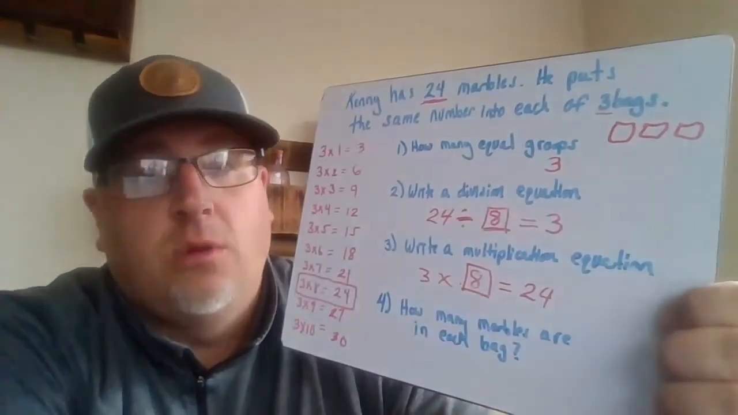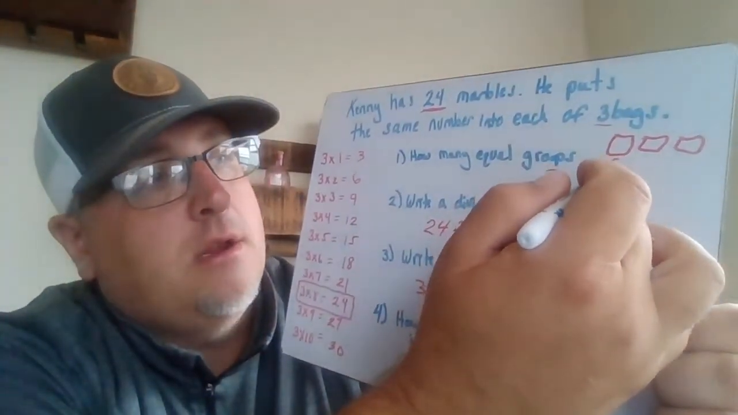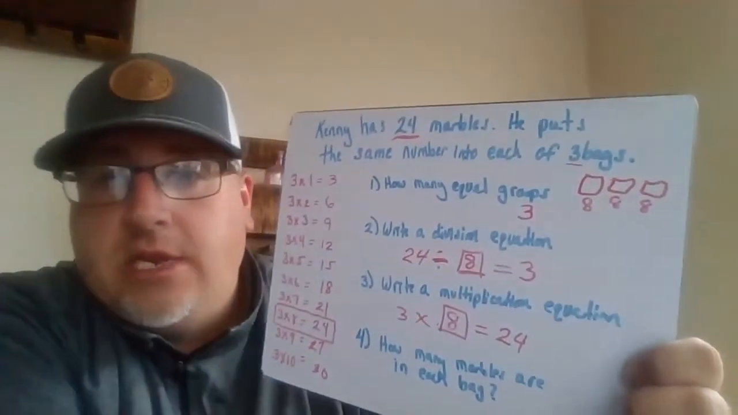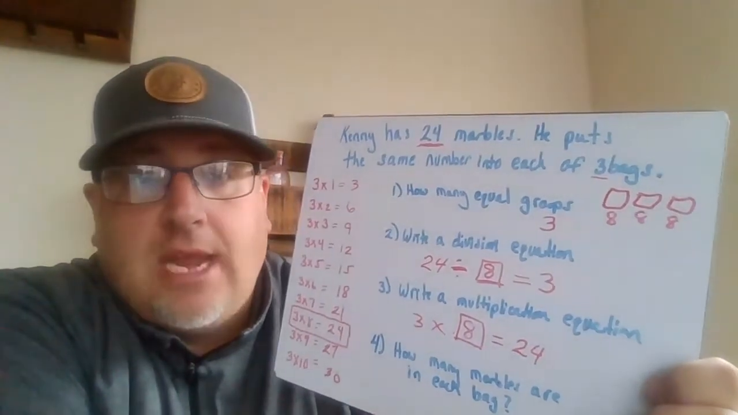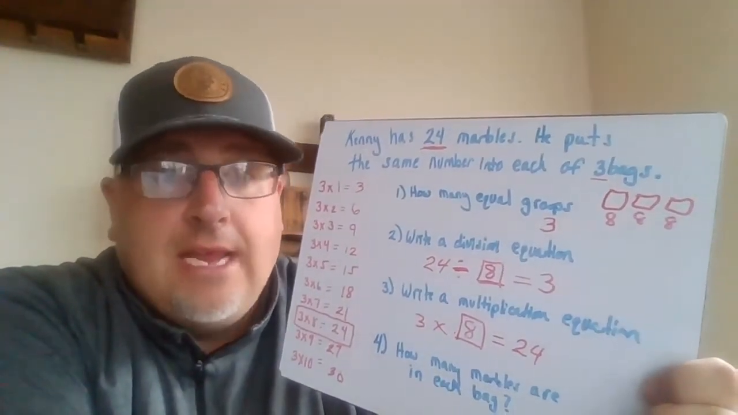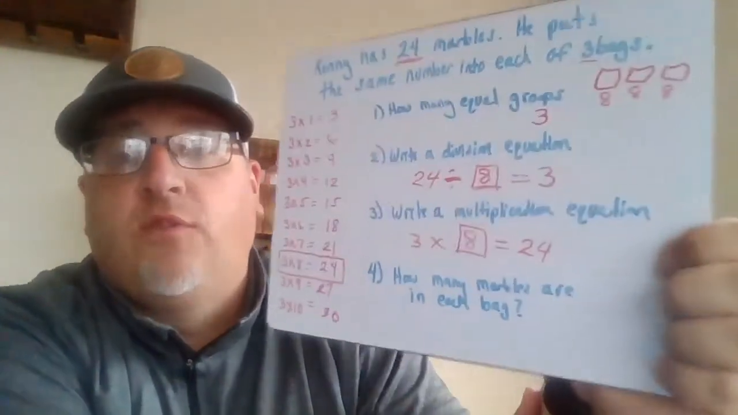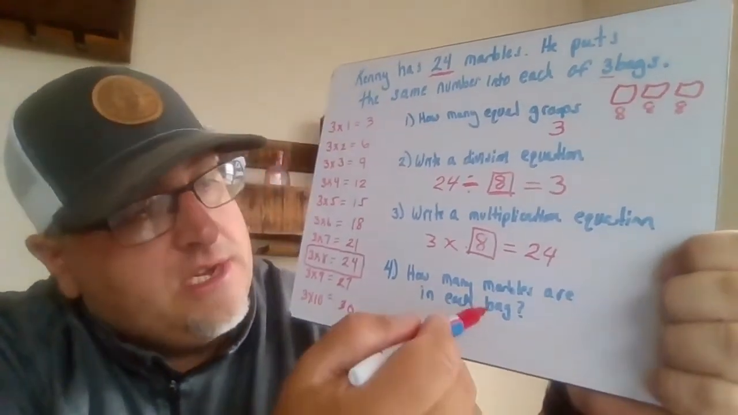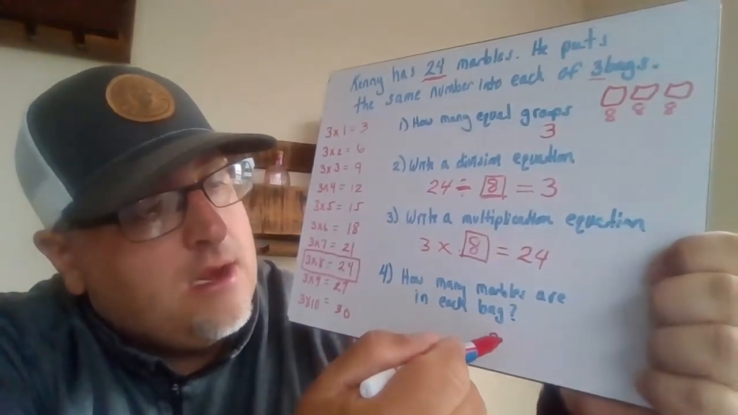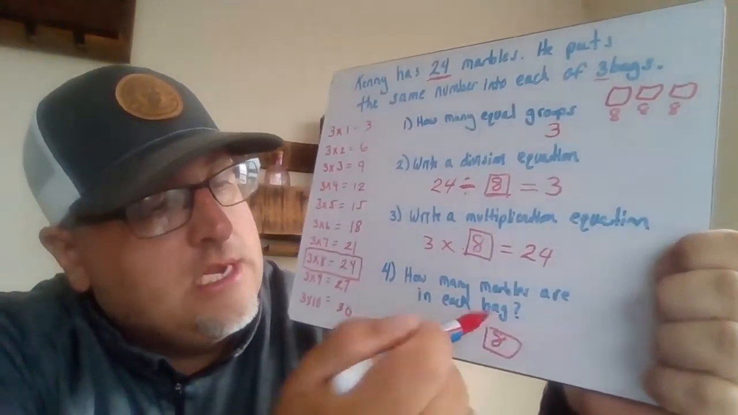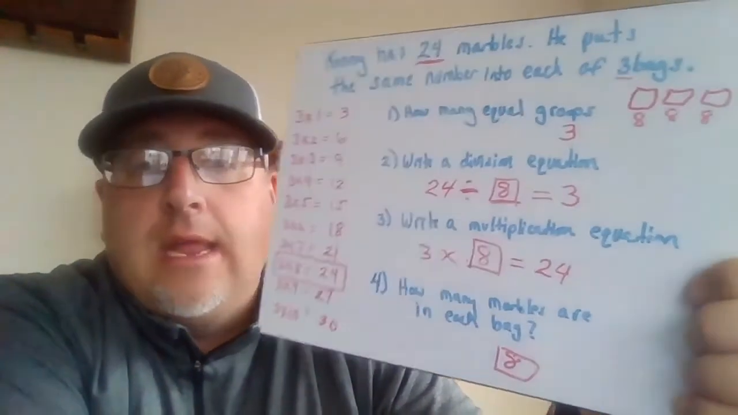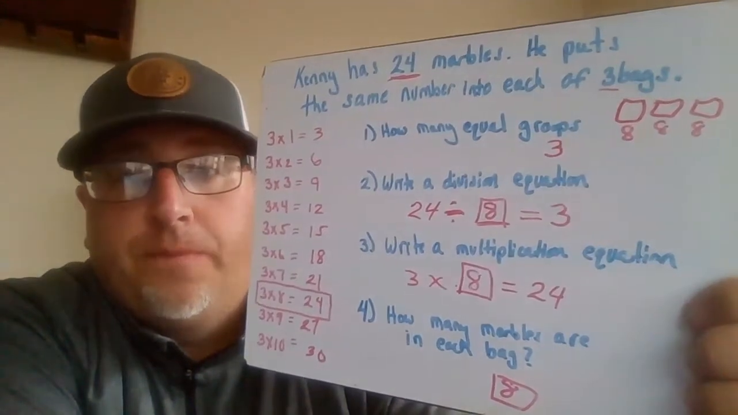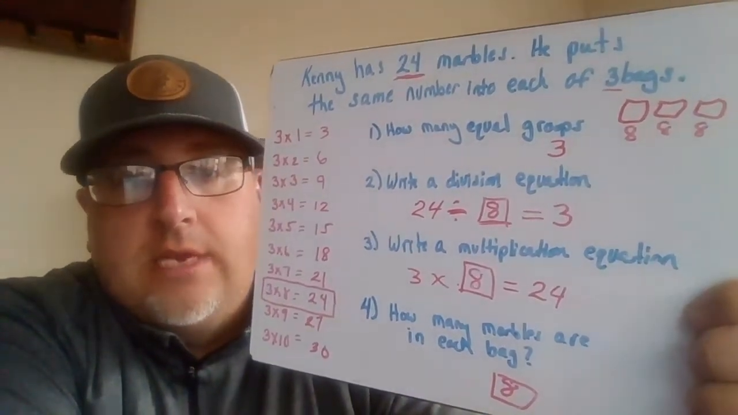8 is there. So 8 marbles are going to go in each bag. 8 plus 8 plus 8. If we skip count, we'd get 8, then 16, and then 24. All right? So how many marbles are in each bag? There are 8 marbles in each bag. And we were able to do a division equation and a multiplication equation with both. Okay? See how I did that?